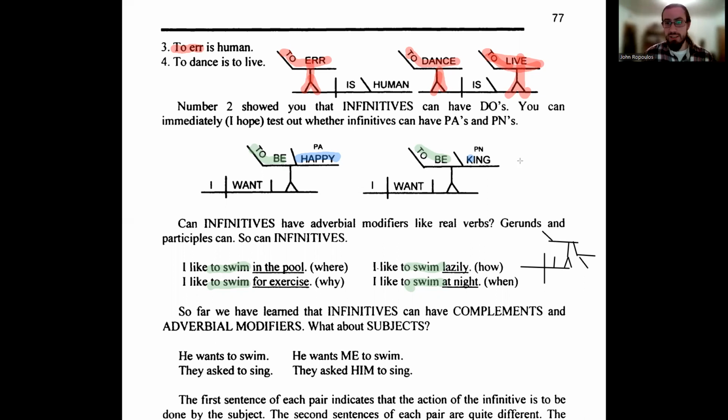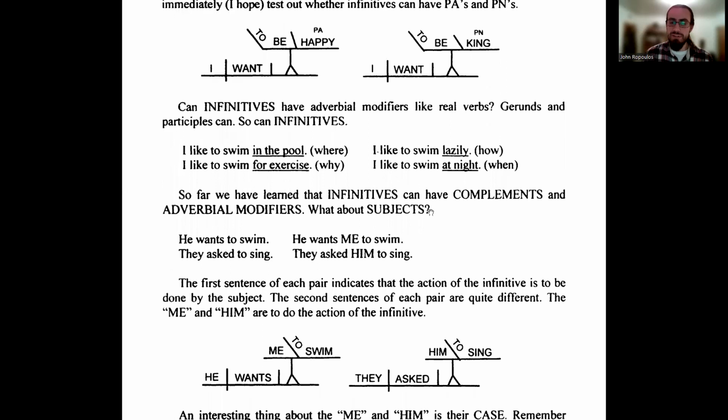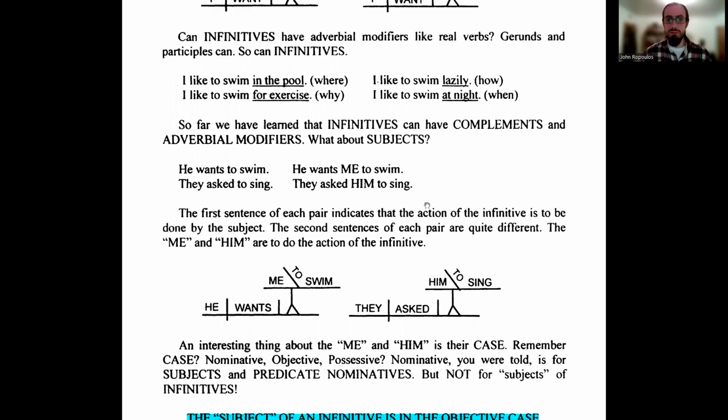Answers why. Another prepositional phrase. I like to swim lazily. Answers how. I like to swim at night. Answers when. Right? Prepositional phrase. Again, diagram them just like you've been diagramming them. So far, we have learned that infinitives can have complements and adverbial modifiers.